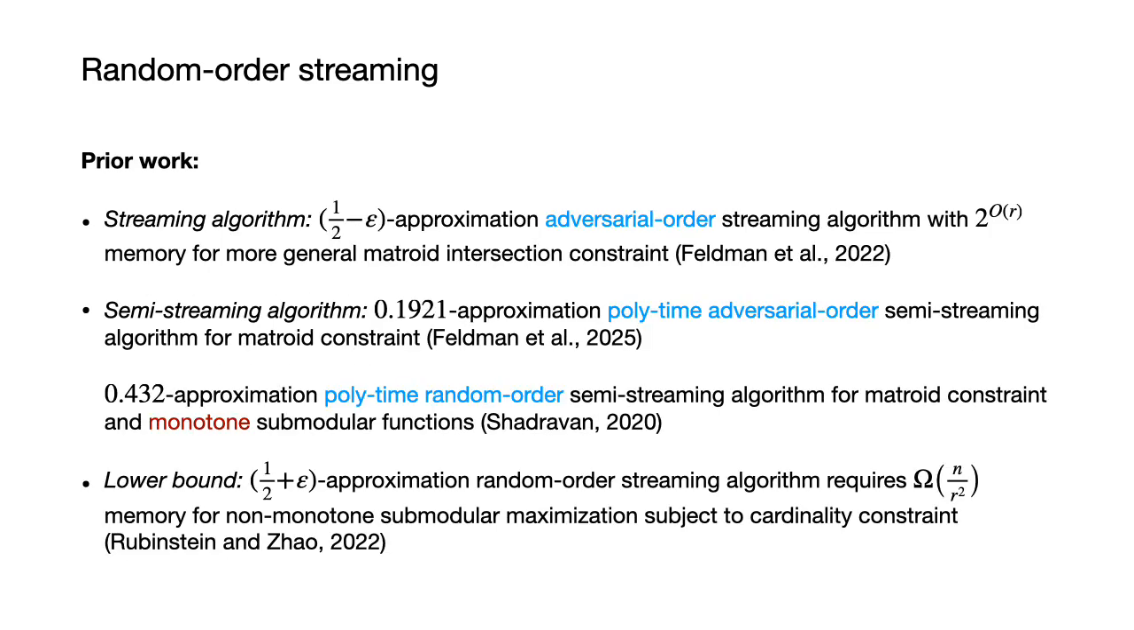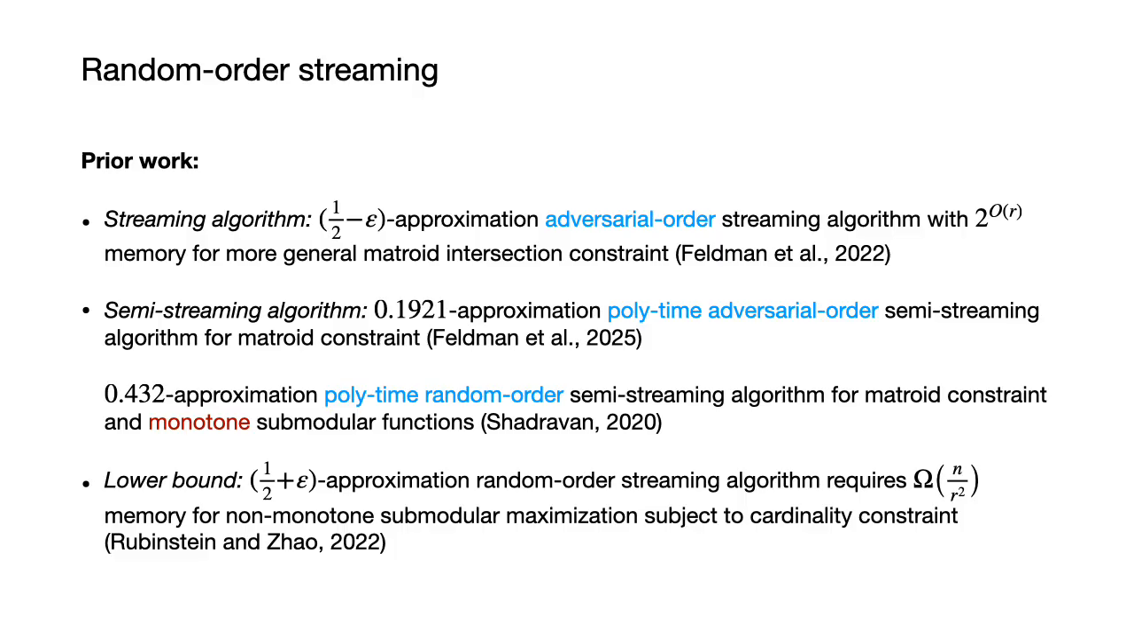Prior work by Feldman et al. designed a near 1/2 approximation streaming algorithm with exponential memory. This algorithm works for the more general adversarial order streaming setting and the Matroid intersection constraint. For semi-streaming algorithms, the current best approximation is 0.1922. This algorithm also works for the adversarial order streaming setting and it runs in polynomial time. Moreover, Shadravan designed a 0.432 approximation random order semi-streaming algorithm, and it runs in polynomial time. However, this algorithm only works for monotone submodular functions.